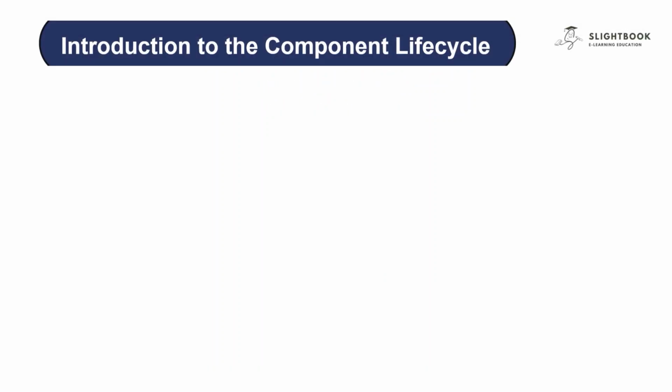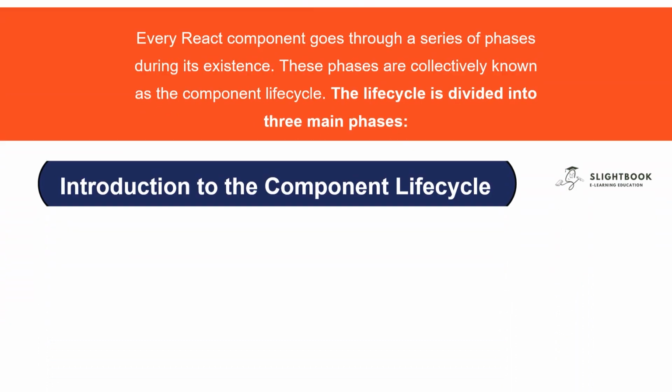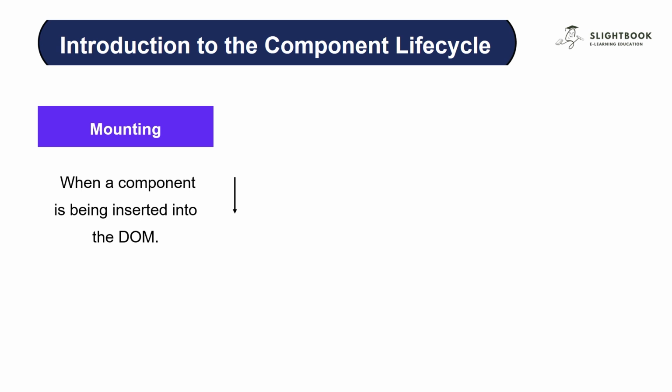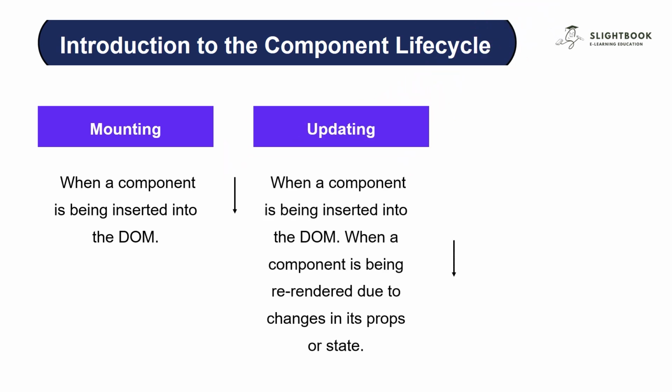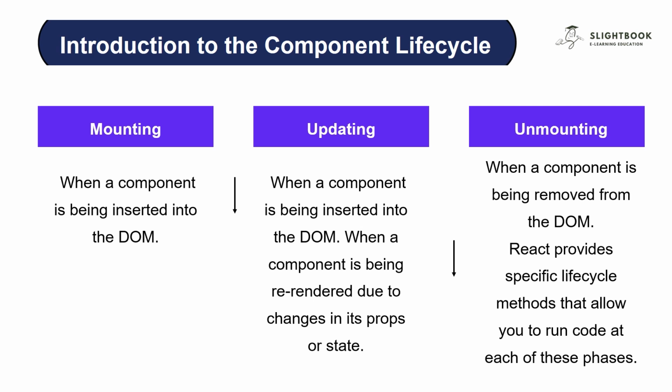Introduction to the component lifecycle. Every React component goes through a series of phases during its existence. These phases are collectively known as the component lifecycle. The lifecycle is divided into 3 main phases. Mounting, when a component is being inserted into the DOM. Updating, when a component is being re-rendered due to changes in its props or state. Unmounting, when a component is being removed from the DOM. React provides specific lifecycle methods that allow you to run code at each of these phases.